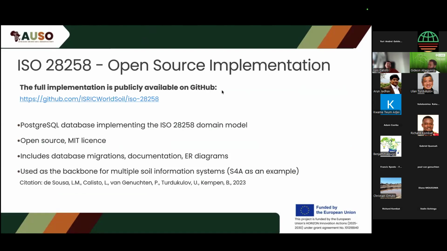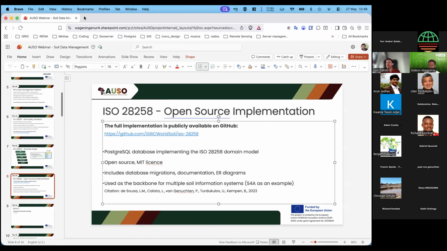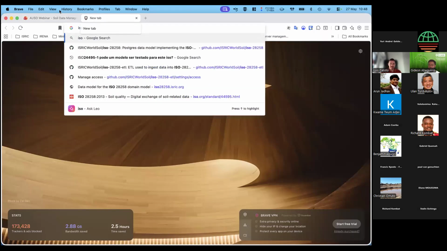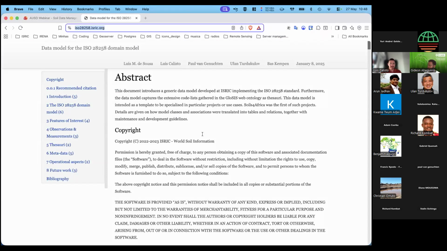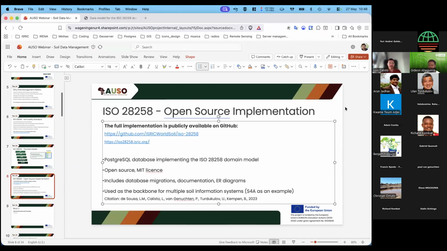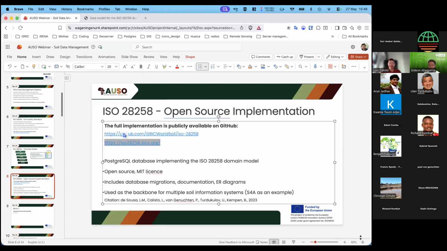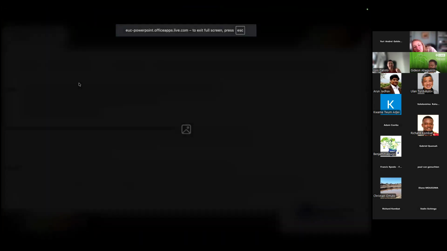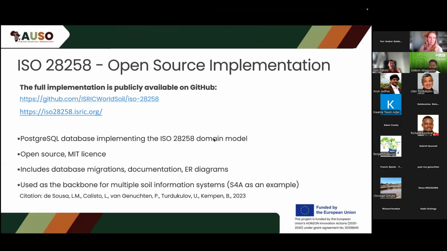Like I said, this is the full implementation. It's publicly available. Also, at ISRIC, we created documentation. Feel free to read all this documentation. This can be a massive document, but feel free to use it. I see someone asked, we will share the slides with you. So ISO 28258, I'm going to add here one more website, so once we share these with you, you can see this documentation as well. I put them already in the chat, Luis. Thank you, we'll share the slides as well. Here you have the implementation, and this is the documentation. Feel free to read it, and later on, if you have questions, we can also discuss it.